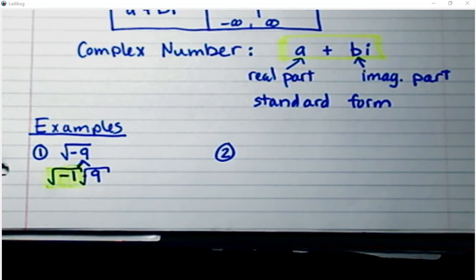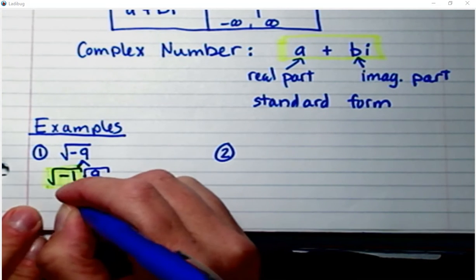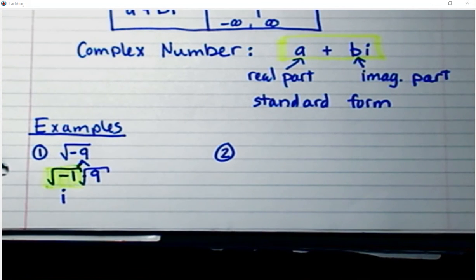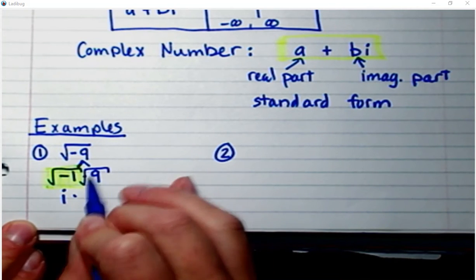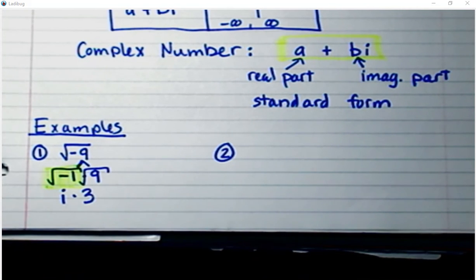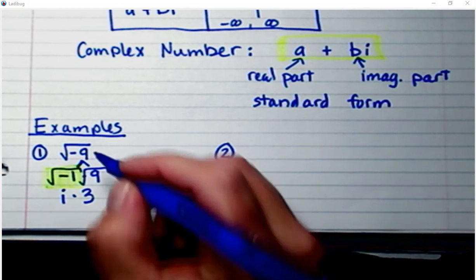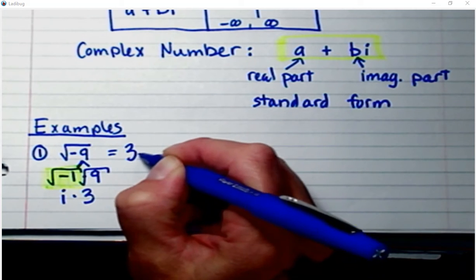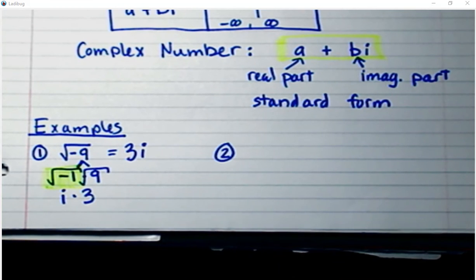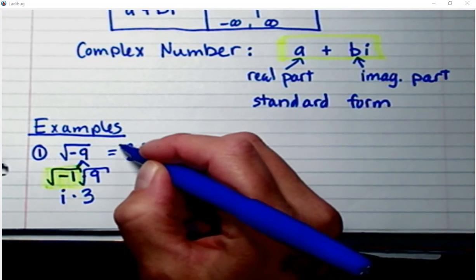Instead of writing root -1, which is kind of ugly, I'm going to write i. It's just a different way to write it. And then root 9 is 3. Now, typically, we put letters after numbers. So the answer is 3i.